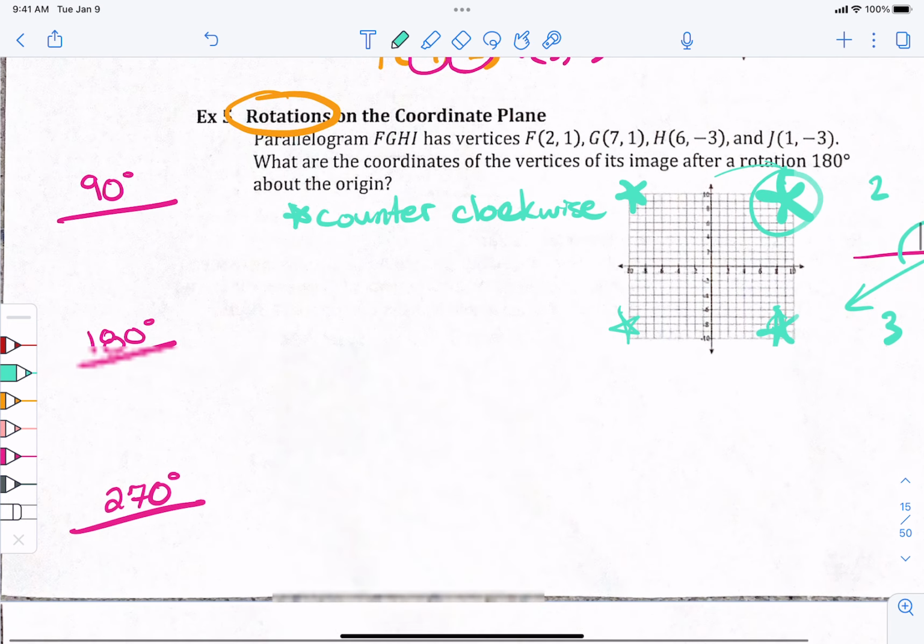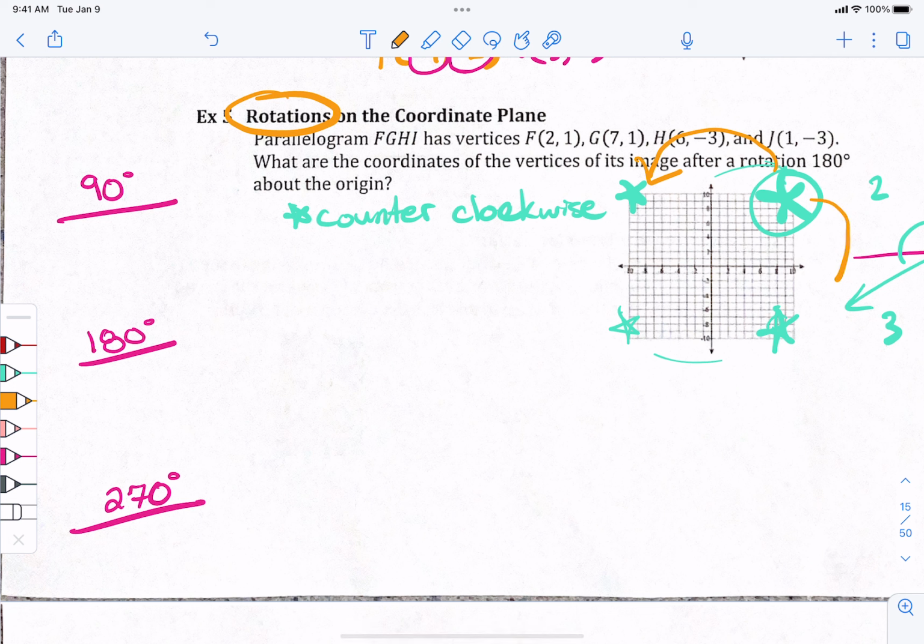Okay. Now here's the deal. If I'm rotating 90 degrees, 90 degrees counterclockwise is right here, right? Let's say I want to go instead 90 degrees clockwise. That would be like negative 90. But if I want to go 90 degrees clockwise, what could I do instead? 270 counterclockwise. So this is the same thing as 90 degrees clockwise, right? 90 degrees counterclockwise is the same thing as 270 clockwise. Does that make sense?